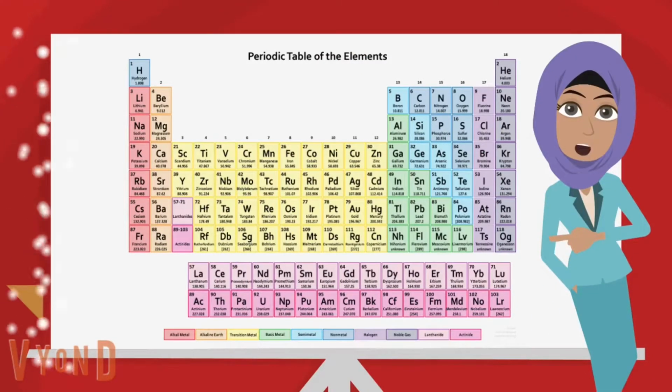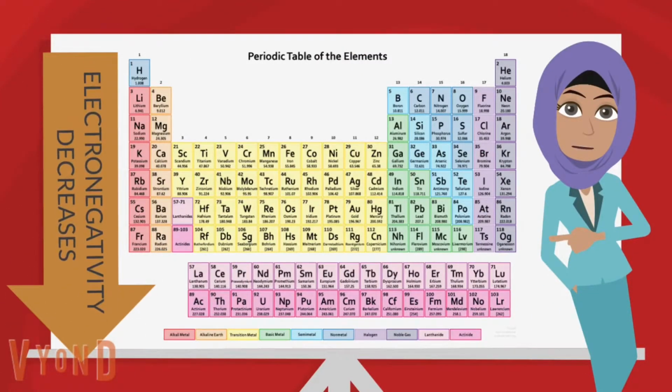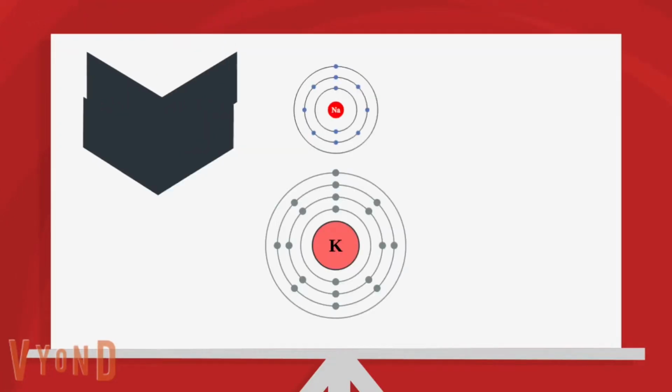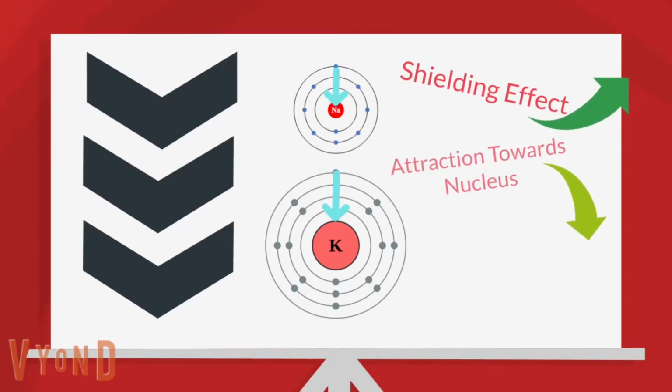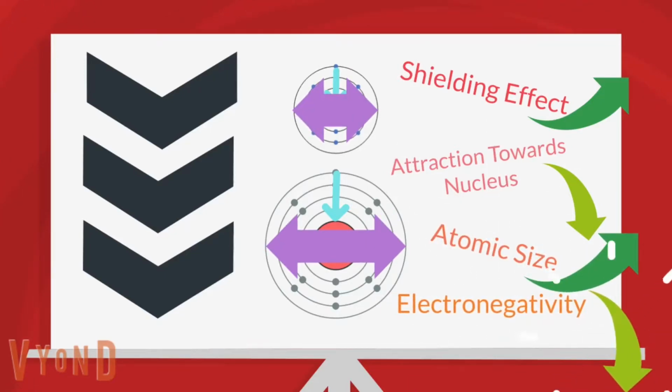As for going down the periodic table of the elements, electronegativity decreases. This is because down a group from the top to bottom, the shielding effect increases, which makes the attraction towards nucleus decrease, and also leads to the size being increased. So, electronegativity decreases.